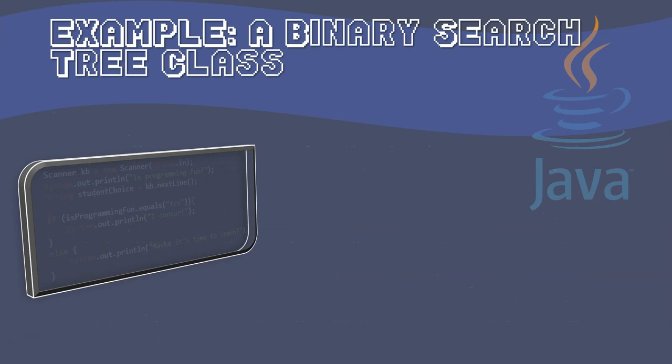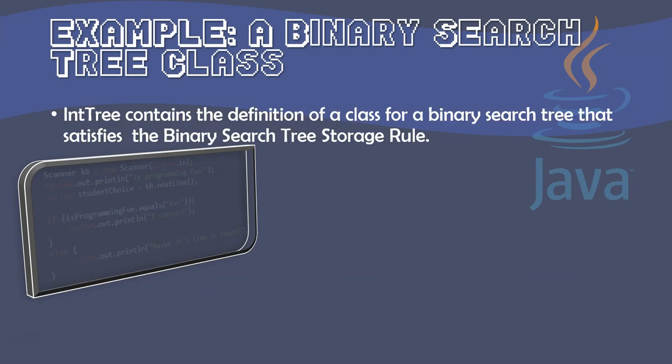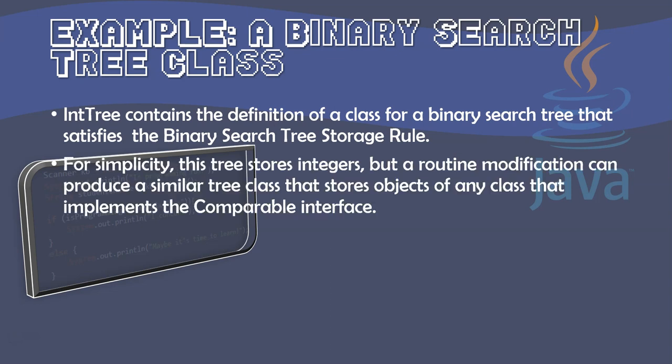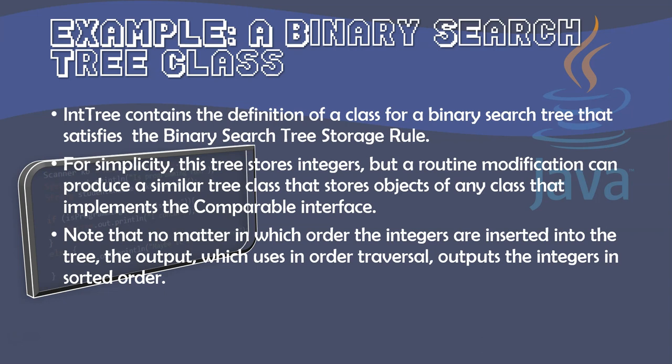So let's go ahead and look at that example of this binary search tree class. This class is called entry, which we looked at a little bit of the sample code of previously, and it has a definition for a class that's going to satisfy that rule. For simplicity, this tree is simply going to store integers, but a routine modification can produce a similar tree class that stores objects of any class that implements the comparable interface. Now, note that no matter in which order the integers are inserted into the tree, the output, which uses in-order traversal, outputs the integers in sorted order.